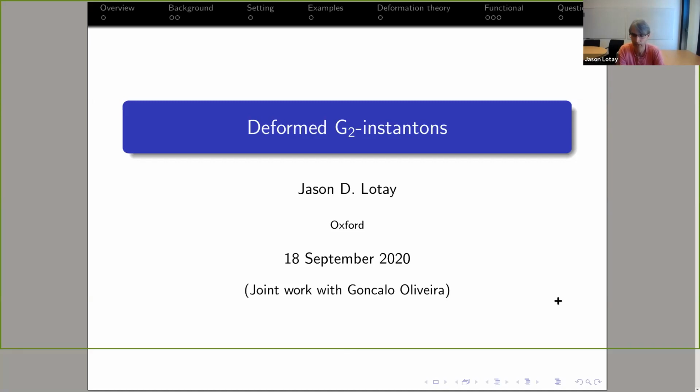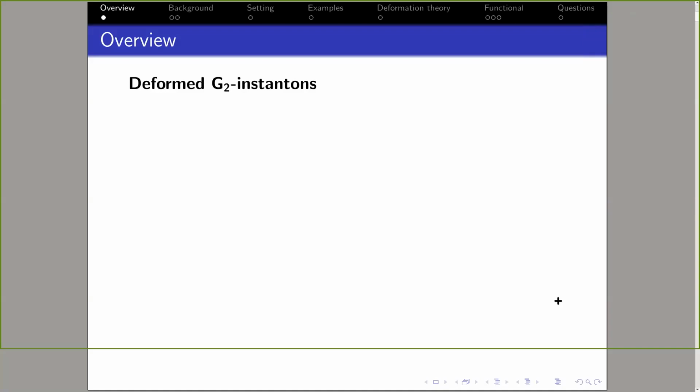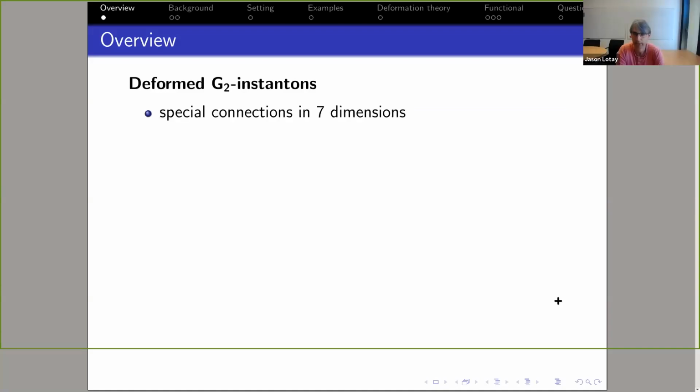Yes, I'm going to talk about deformed G2 instantons. This is joint work with Gonzalo Oliveira. So what are deformed G2 instantons? As the name suggests, these are special connections in 7 dimensions, which arise because they're in a sense mirror to certain calibrated cycles. I'll explain what I mean by that in a little bit, but because of this interpretation in terms of calibrated cycles, one might guess there's some kind of enumerative theory underlying this.